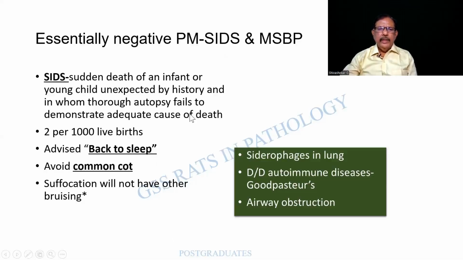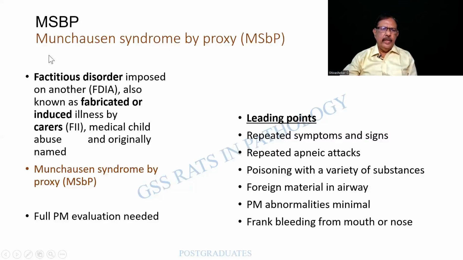But however, any other thing can be having the siderophages in the lung, and the autoimmune disorders such as the Goodpasture syndrome will have to be ruled out. So also the airway obstruction. And there is another new terminology called as MSBP, which we shall be seeing. So it is called as Munchausen syndrome by proxy. So it is a factitious disorder or fabricated disorder that has been induced by the carers or the caretakers. So this is one.